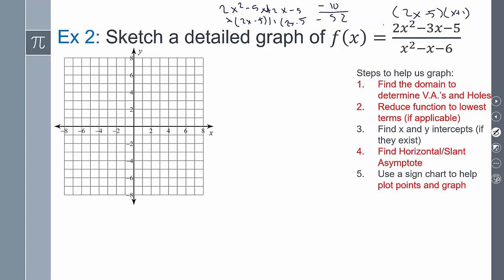And at the bottom here, this factors into x minus 3 and x plus 2. So nothing cancels out, so there are no holes. But I do have 2 vertical asymptotes at x equals 3 and x equals -2. So let's draw those in.